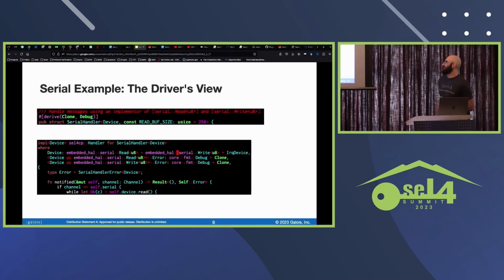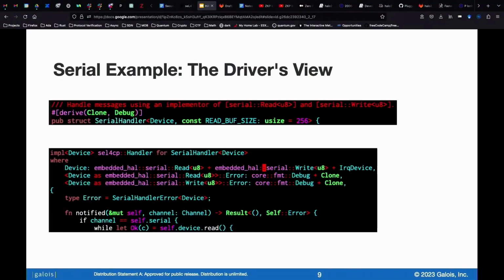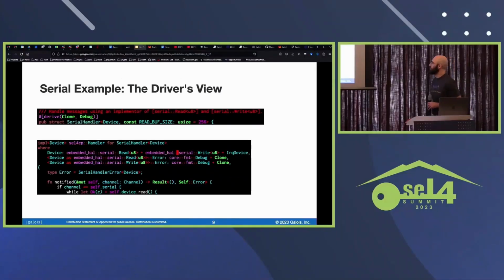But let's look at a couple of examples of it. We tried this out with a serial driver, and this is the driver's view, in the sense that it's what's inside that intermediate adapter crate, right? And as mentioned, we have this serial handler.